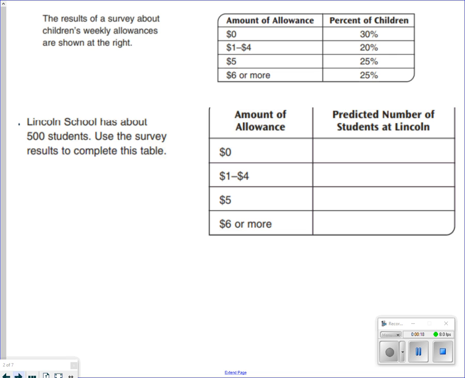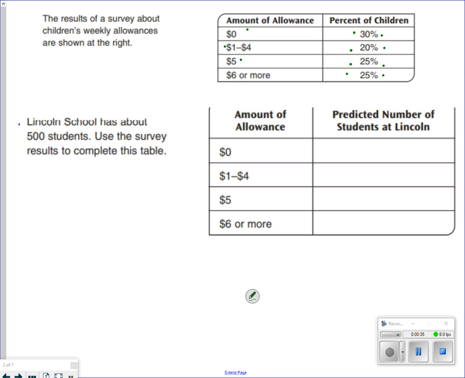So $0, 30% of the amount of allowance. So 30% of kids make $0 for an allowance. 20% of kids make $1 to $4 for an allowance. 25% of kids make $5 for allowance. 25% of kids make $6 or more.